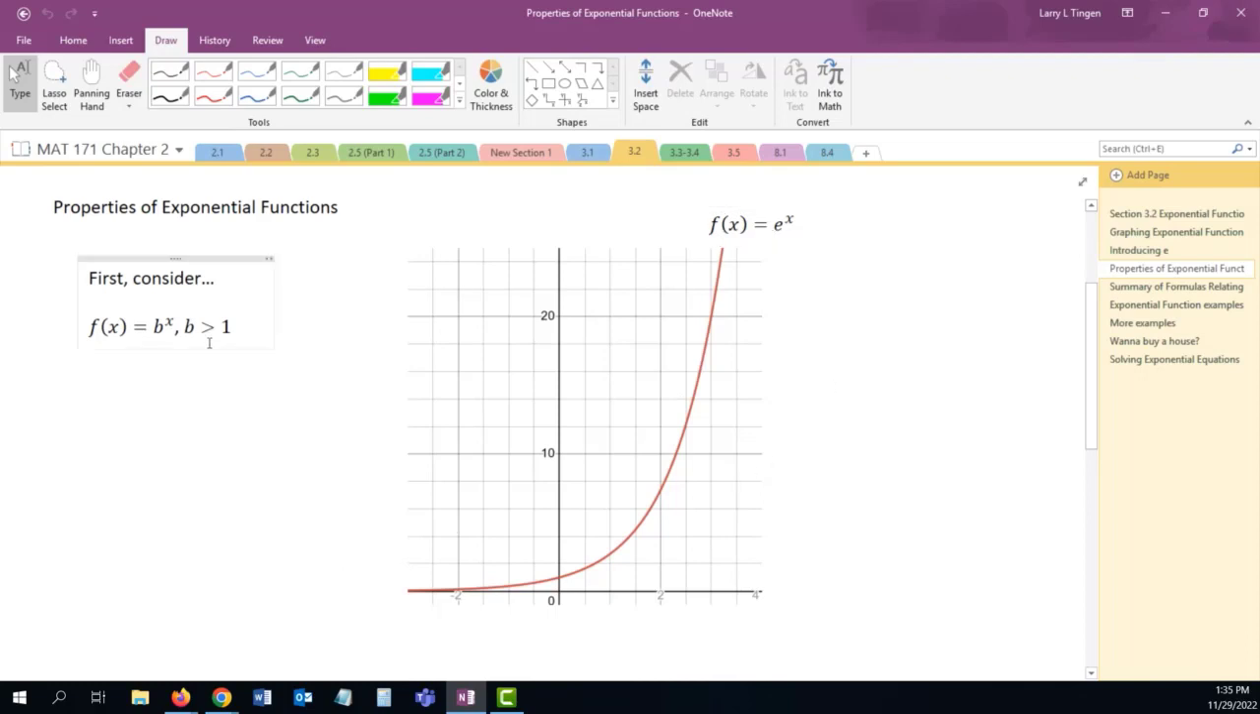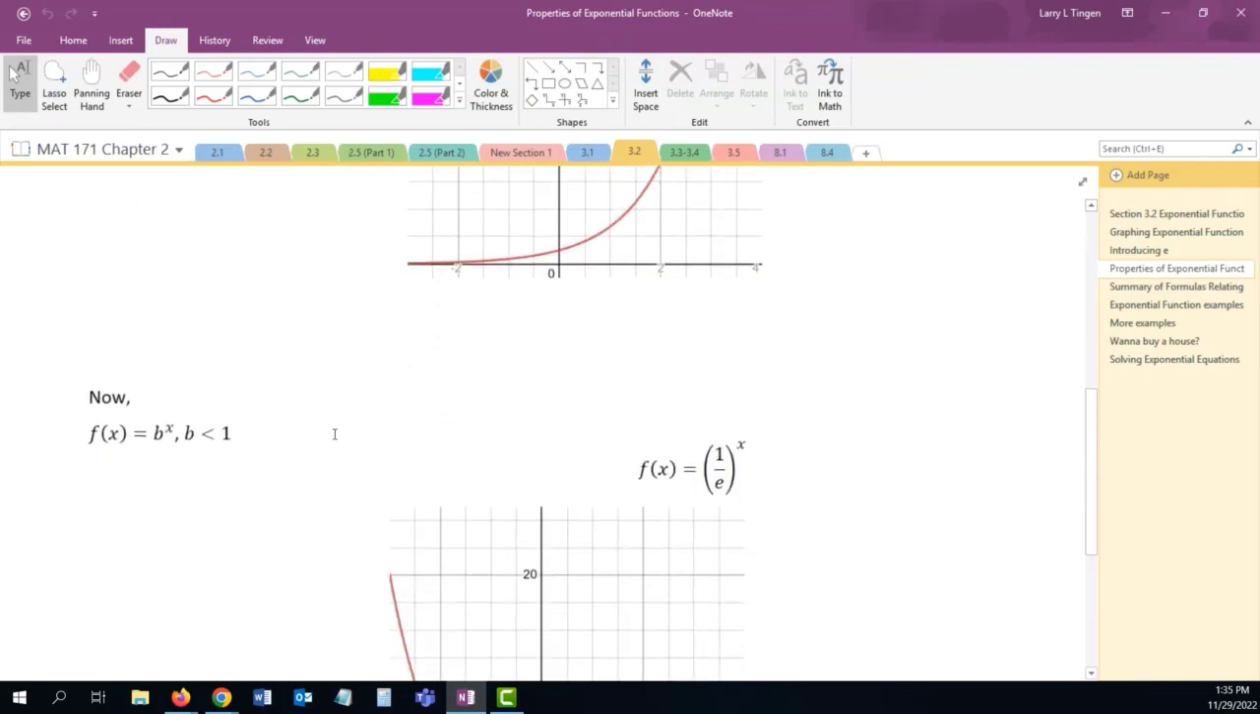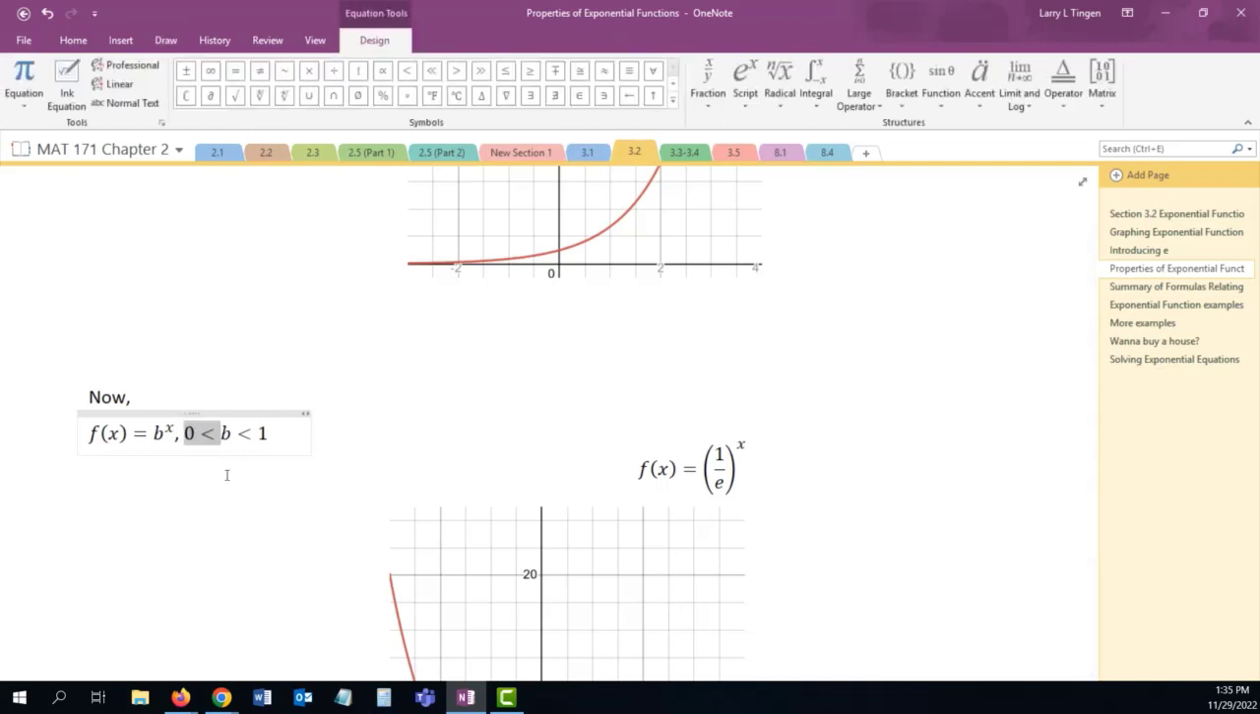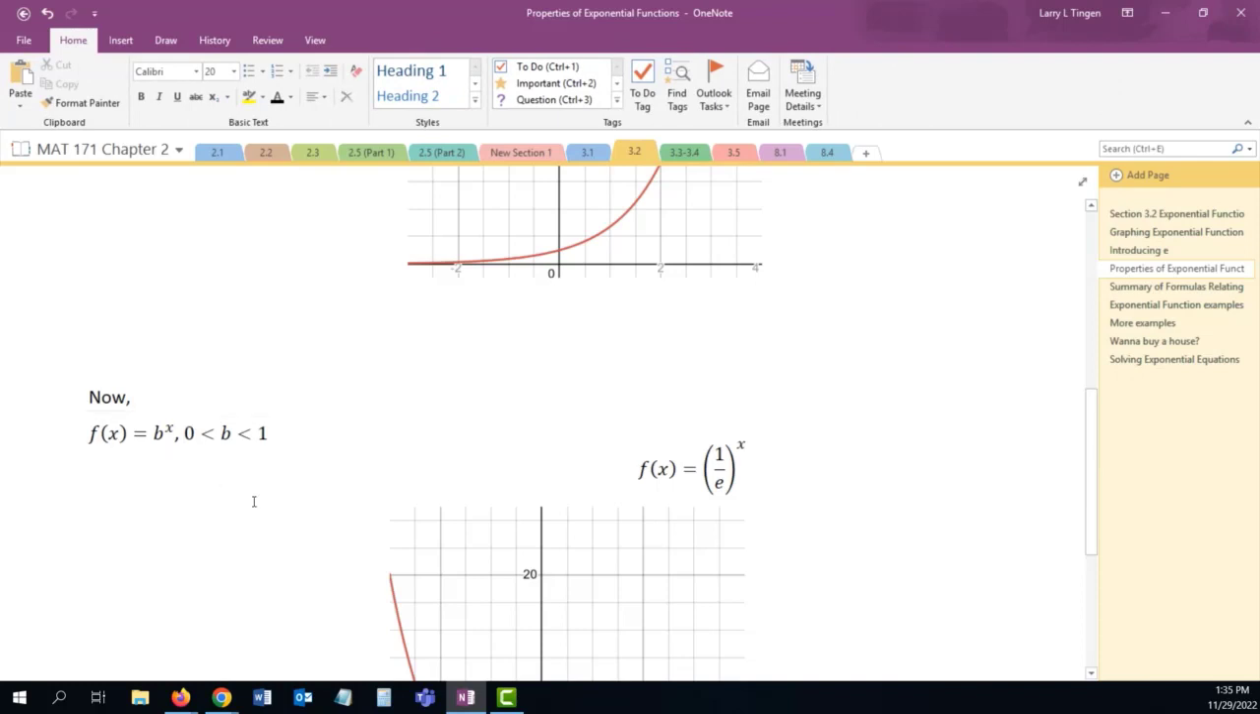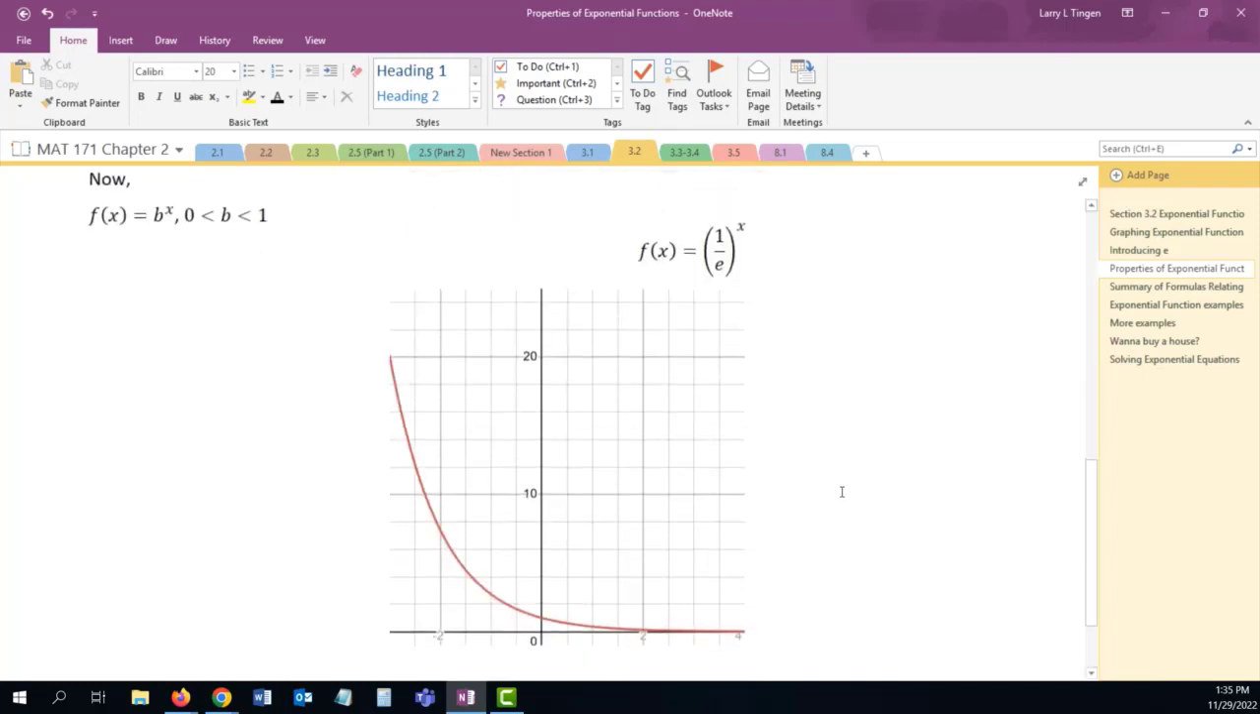Now, what happens if I change the base to be less than 1, instead of greater than 1? I do need to make a tiny adjustment there, and the adjustment is done in the note in the lecture. I want to really point out that b is between 0 and 1, because b is not allowed to be 0, and b is not allowed to be negative. So if I have a base that's between 0 and 1, what happens?